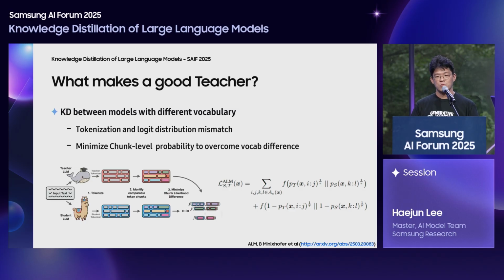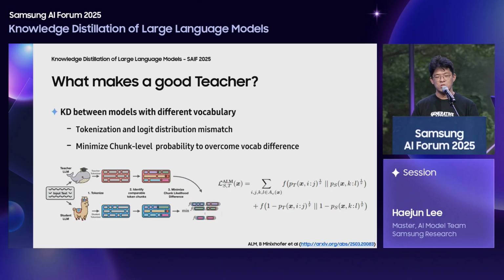In this research, tokenization must be done first to create different sequences and create chunks that can be aligned between the two models. Then the probability can be calculated at the chunk level, and with that divergence, training can be done. Even if the vocab is different, other additional signals can be extracted, which can be helpful.